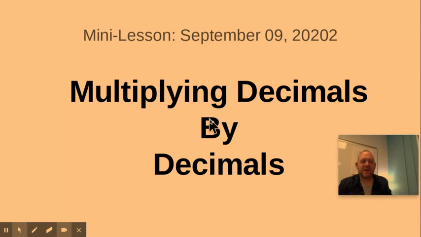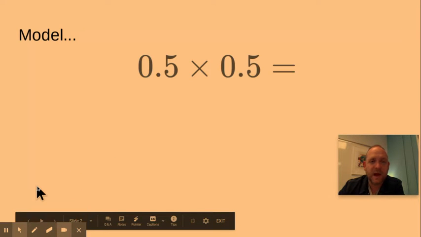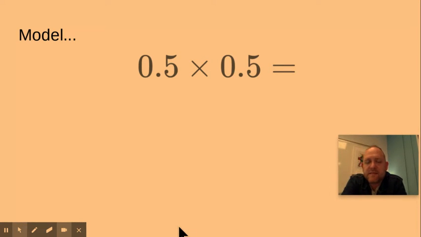We're going to be multiplying decimals by decimals today. Let's get it started. First thing I want us to do is model 5/10 by 5/10, or 5/10 times 5/10. Now, that little x can also be the word by. I want you to try this out and draw it as an area model and see what you come up with.